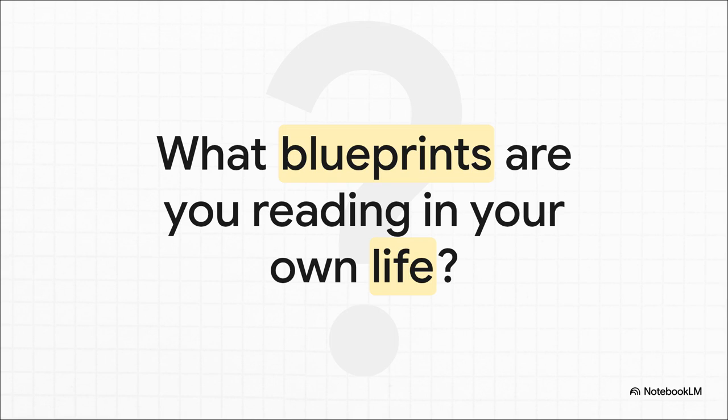So, I'll just leave you with this final question to think about. Now that you know how to look for the author's intent, for the hidden structure, for all those deliberate choices, what other blueprints can you start to see? Not just in the things you read, but in the world around you, and maybe even in your own life. What's the purpose behind the design?